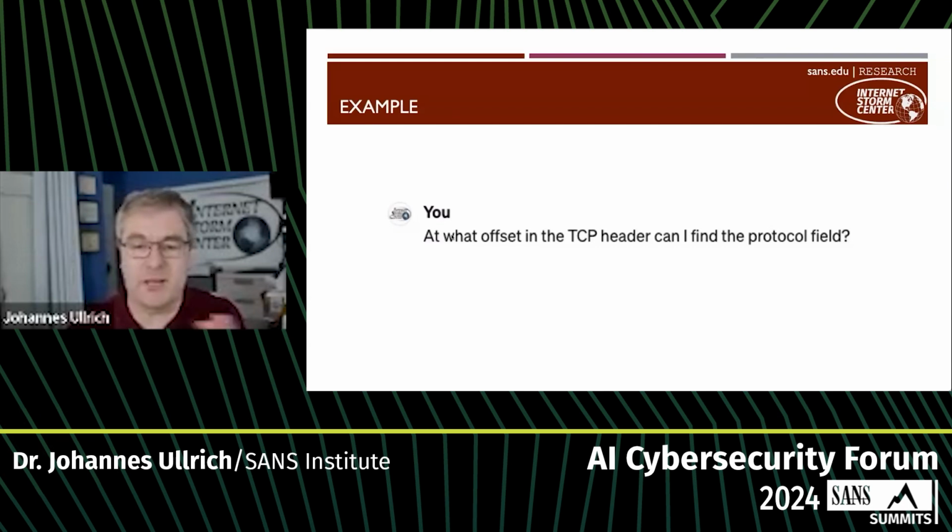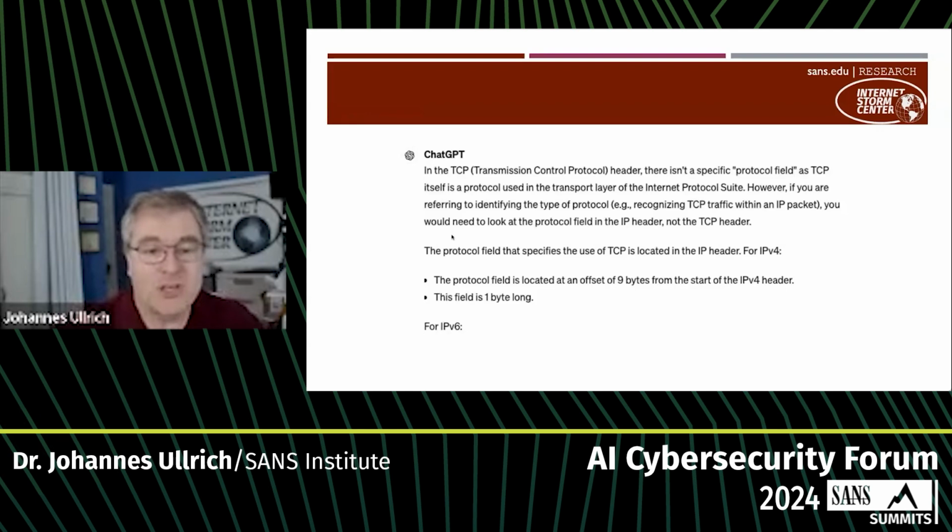And I, in particular here, try to sort of trick it a little bit. I didn't say IP header, I said TCP header, just to see, hey, what does it come up with? Well, it actually calls me out on this. It says that in the TCP header there isn't a protocol field, and then it talks about IPv4 and IPv6 and where to find the protocol field in those headers.